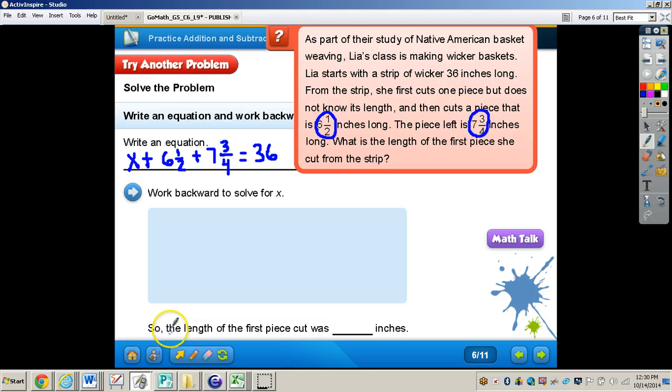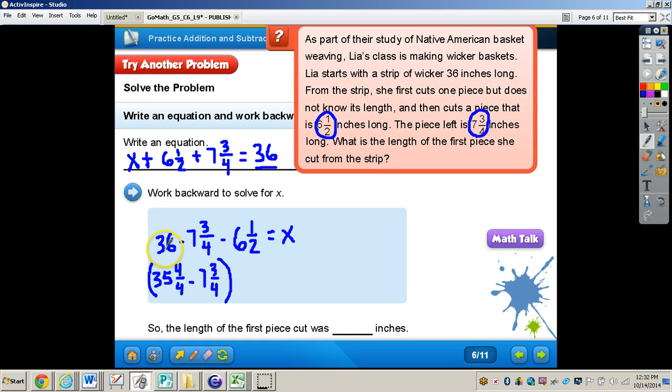The first thing we need to do is take our 36 and subtract 7 3/4, and then after that we'll subtract 6 1/2. After we have taken 6.5 from that, what we have will give us our x. In other words, that will give us the first piece that she cut from the strip. So I want you to write this down in your Go Math book, and let's work backwards together.